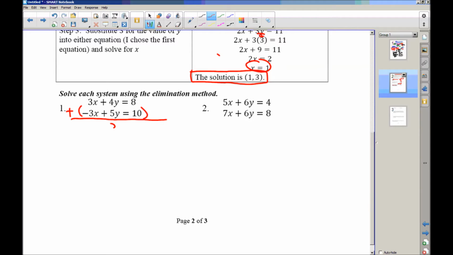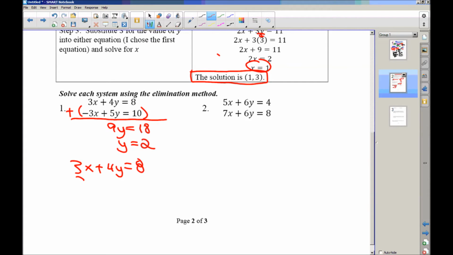4y plus 5y makes 9y, and 8 plus 10 makes 18. I then divide both sides by 9, and I get y is equal to 2. Okay. I plug that 2 back into either equation, it doesn't matter. So I'm going to put it into the first one.